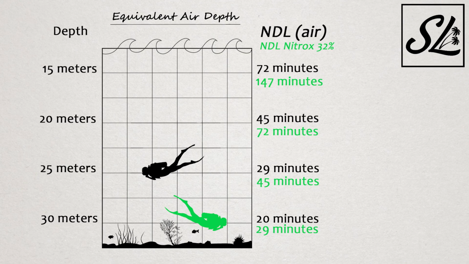We can see here on our graph that our diver, at 25 meters, has the same NDL as our Nitrox 32 diver at 30 meters. This is an example of equivalent air depth.